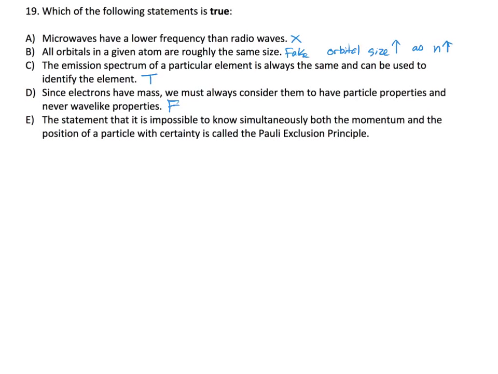For E, the statement that it is impossible to know simultaneously the momentum and the position of a particle is called the Pauli exclusion principle. False. That's the uncertainty principle. So the correct answer is C, the only one of those that's true.